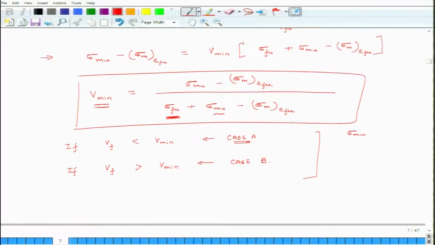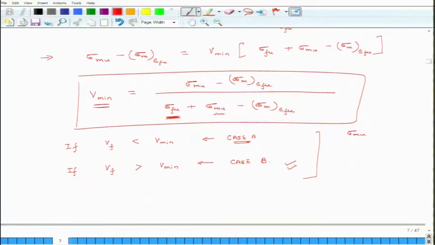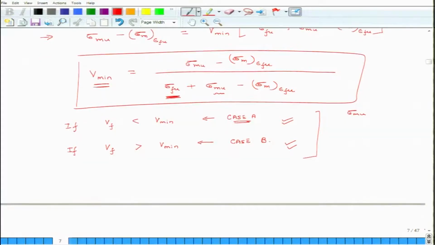When we later do some calculations, we will find that the value of V min is barely a percent or 2 in most cases. So, even at extremely small volume fractions of fiber, chances are that case B formula will work. Only when the fiber volume fraction becomes very small, less than 1% or 2%, and you have to actually calculate it, is case A valid. So, this is very important to understand. This is the discussion on V min.